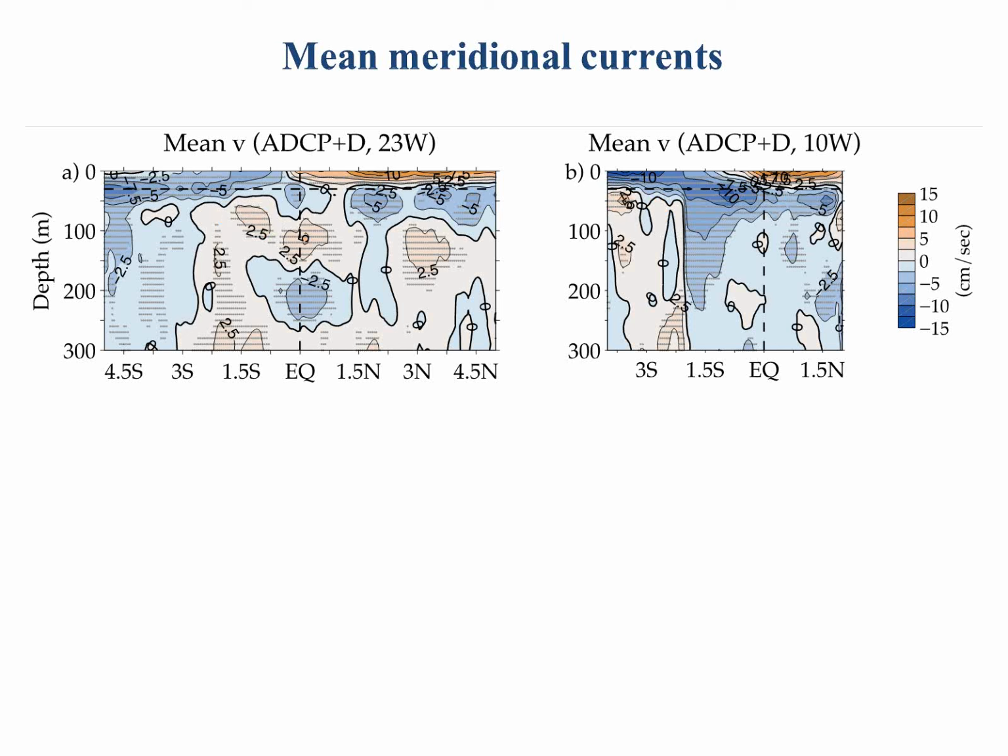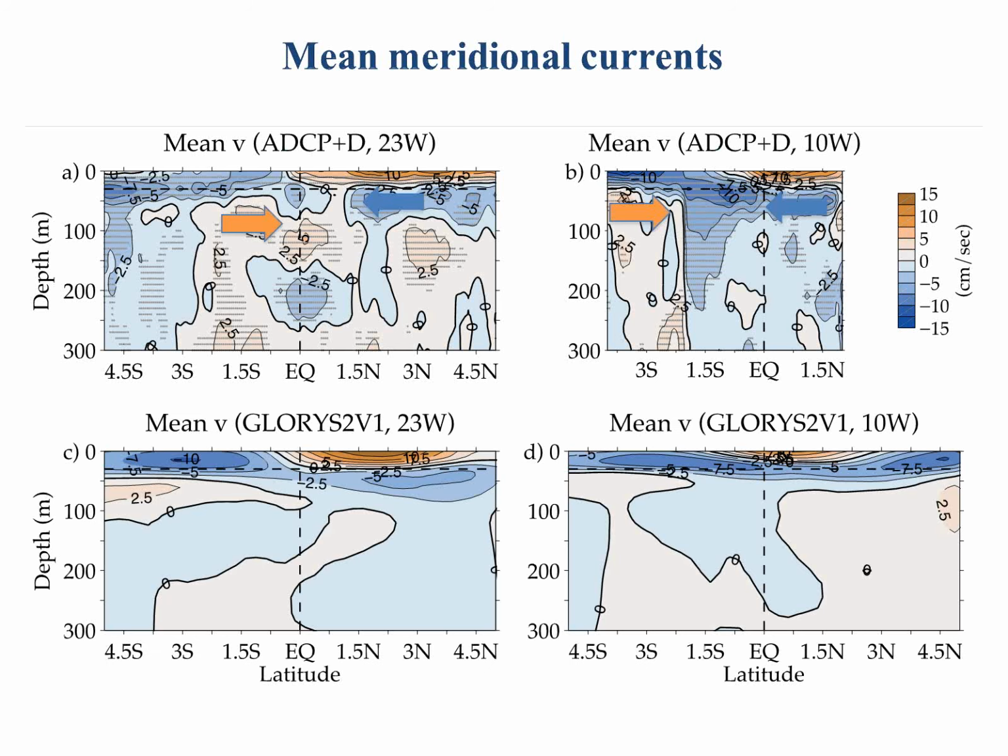And then the other problem is that the signal is so small here that it's not significant, given the standard error. So none of this area right here has gray dots on it. So if we look at the same thing for the model, looking at the surface circulation, again, the transition between the two cells is south of the equator. You have stronger flow in the northern cell, and the transition between southward and northward flow shifts further south of the equator from 23 west to 10 west.